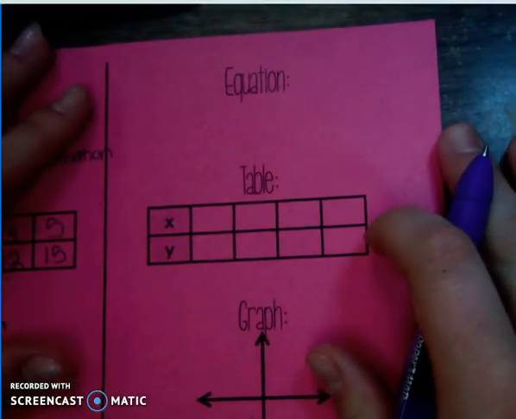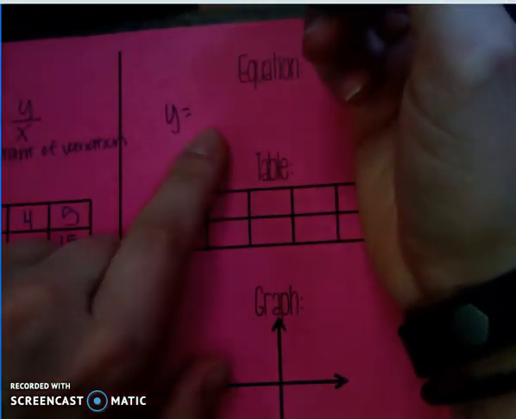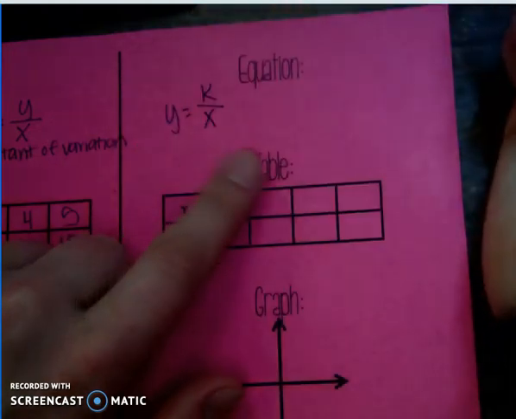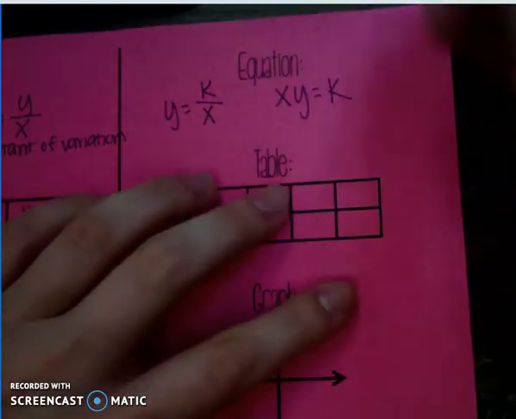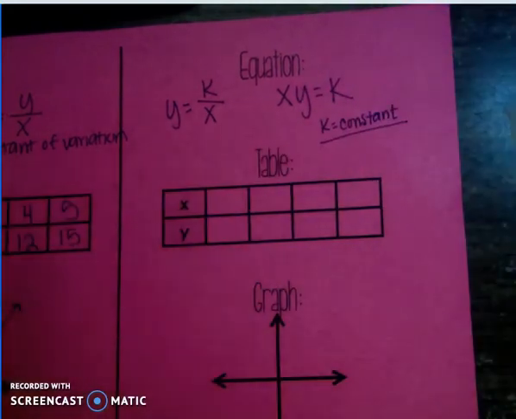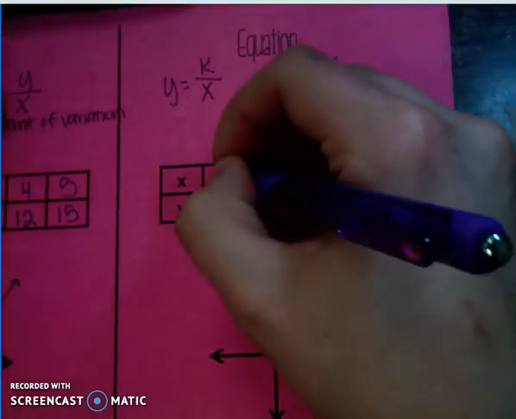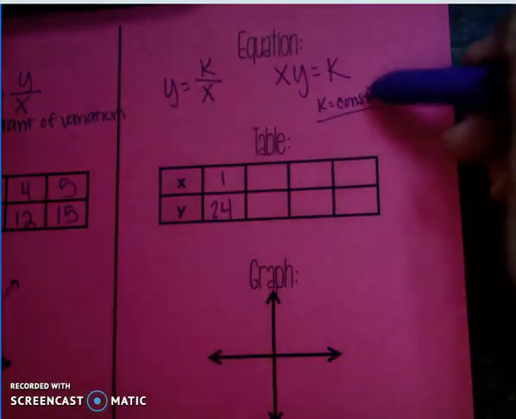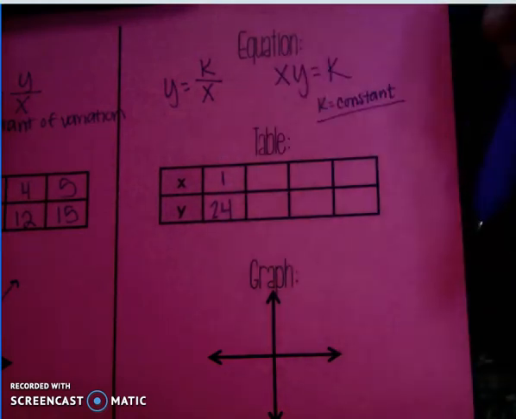For inverse variation, our equation is different. It's when y is the constant of variation divided by x, or x times y is a constant. Don't forget that k is the constant. Okay? Now, if, say, my x is 1 and my y is 24, the constant is y times x. So this constant is 24.